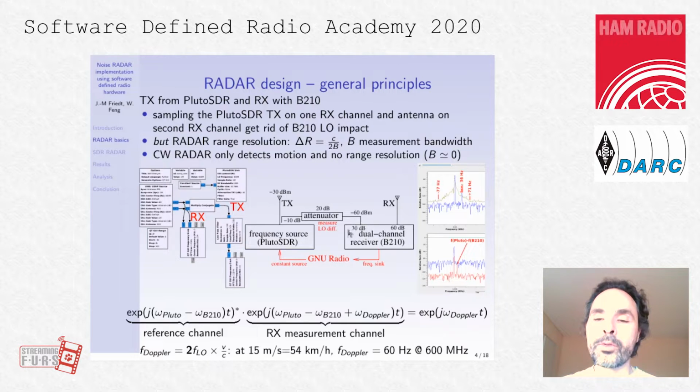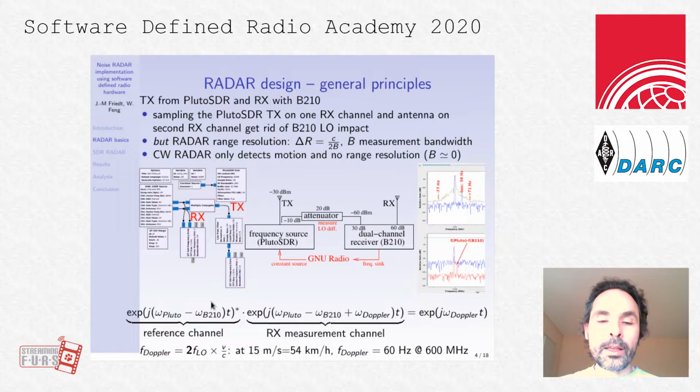So we use a B210 as a dual channel receiver, on the one hand measuring whatever is transmitted, on the other hand receiving echoes. So this is what it looks like. The B210 is collecting the data from the two channels as a constant source is feeding the PlutoSDR, and these signals will be processed for compensating any offset between the PlutoSDR local oscillator and the B210, because of course these two local oscillators are not the same.